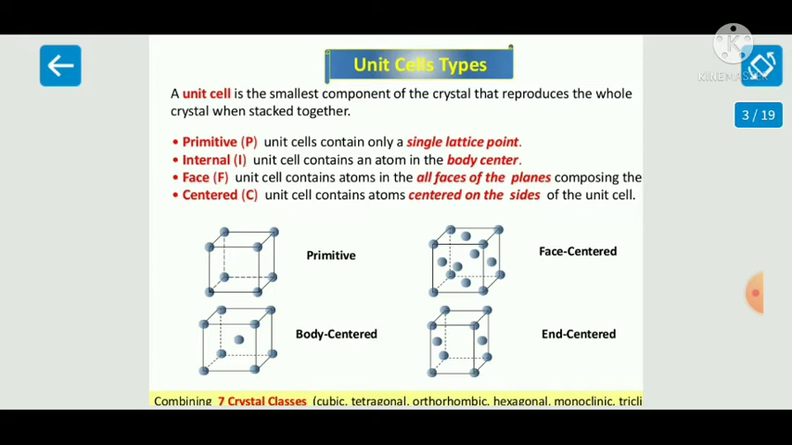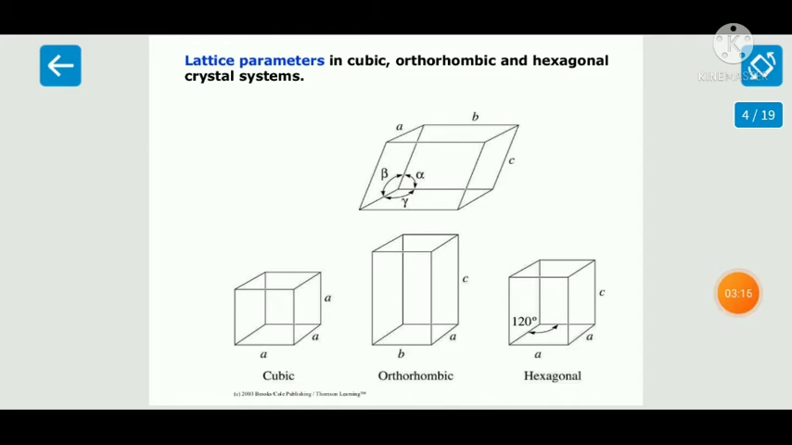The unit cell is the smallest component of the crystal that reproduces the whole crystal when stacked together. See the lattice parameters in cubic, orthorhombic, and hexagonal crystal systems. The rules of the Miller indices: determine the intercepts a, b, c of the plane along the crystallographic axes in terms of the unit cell dimensions. Take the reciprocals, clear fractions, and reduce to the lowest terms. If the plane has a negative intercept, the negative number is denoted by a bar above the number. Never alter negative numbers; for example, do not divide by minus 1. If a plane is parallel to an axis, the intercept is infinity and the index is 0.